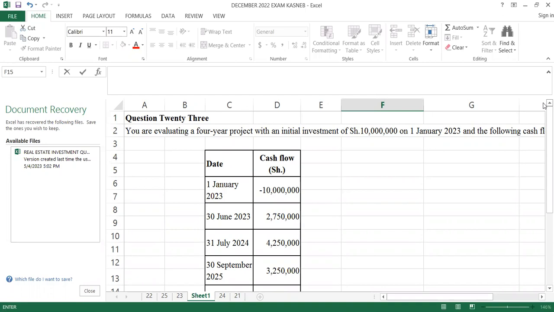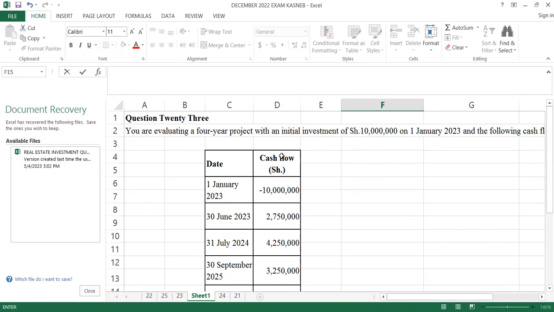I'd like to do this question that was tested under KASNEB December 2022, question 23. This is the question. You are evaluating a 4-year project with an initial investment of 10 million on 1st January 2023. And these are the cash flows.